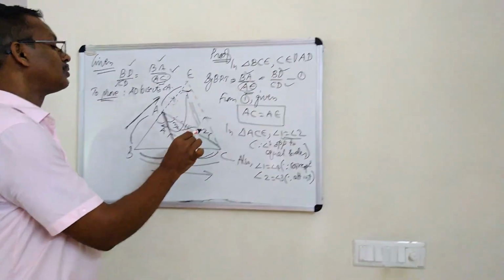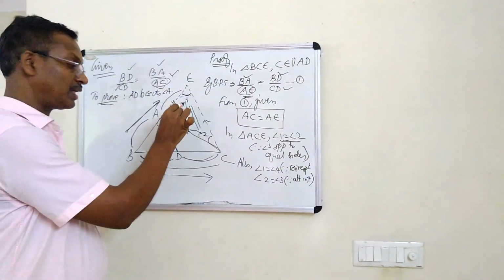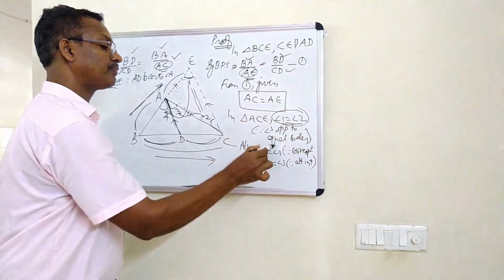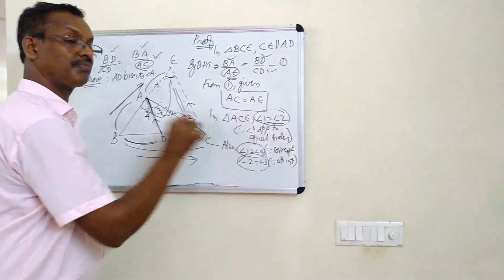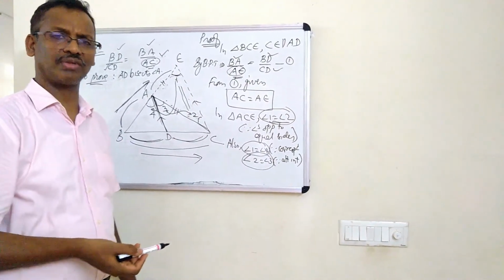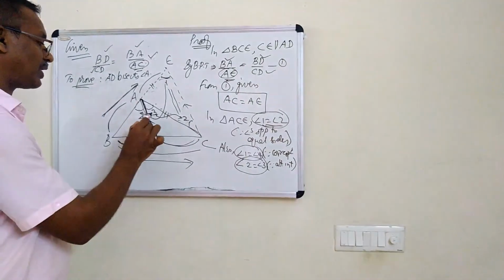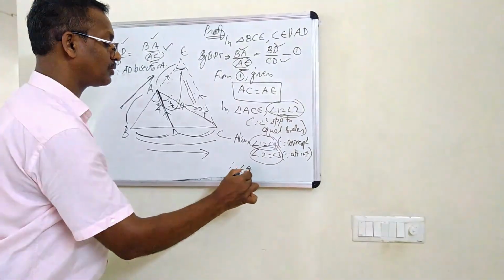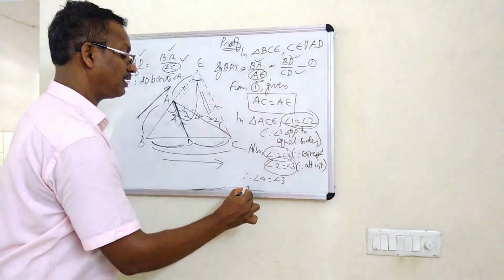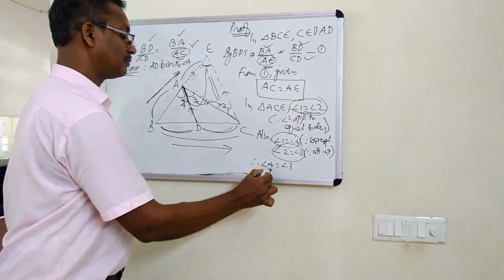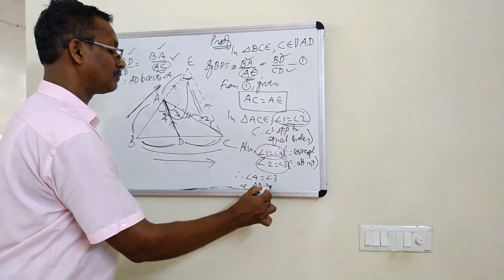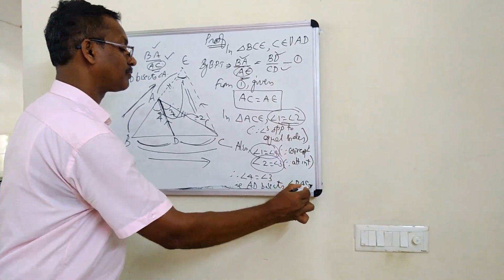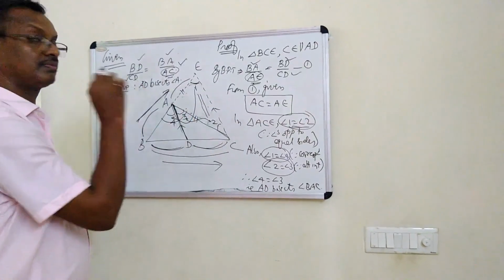It tells 2 is equal to 1, 1 is equal to 4, 3 is equal to 2. If you connect all these, all 4 angles are equal. But it is not necessary to write all the 4. From all these, we can write 4 is equal to 3. That is AD bisects angle BAC. Okay.